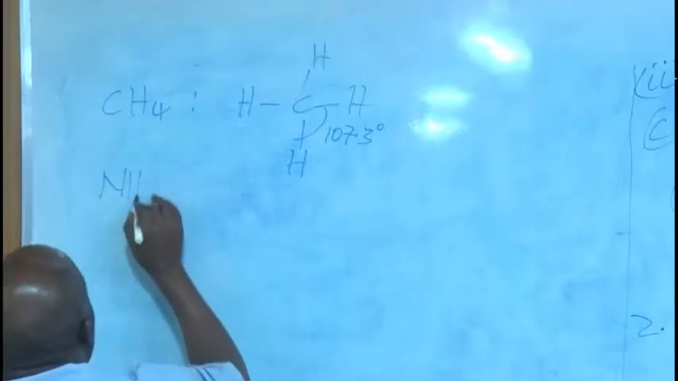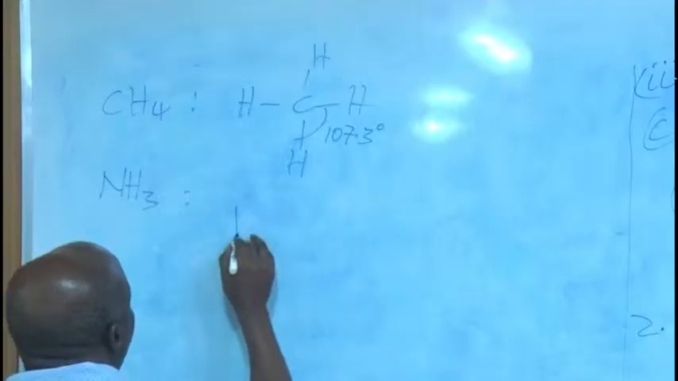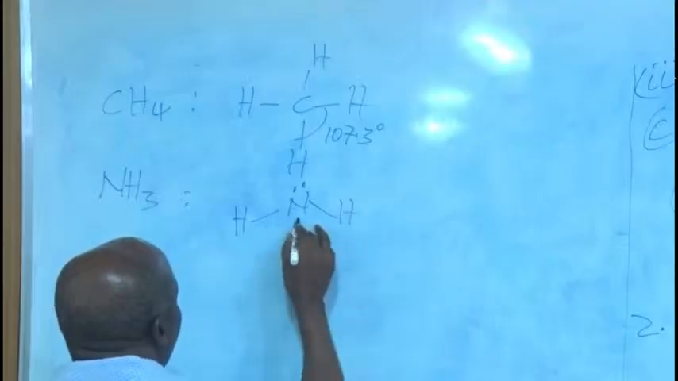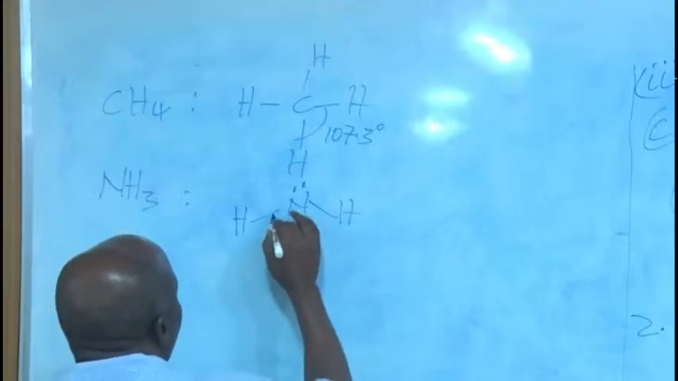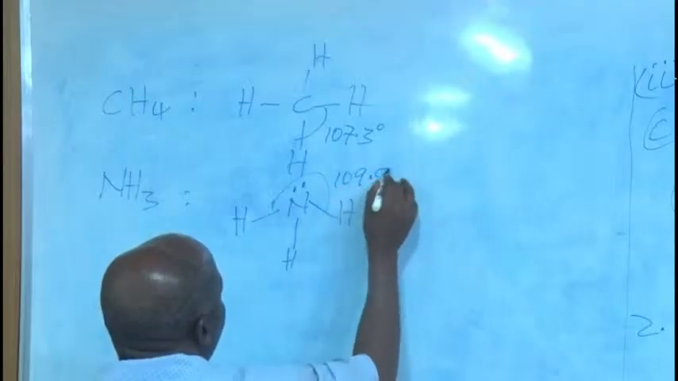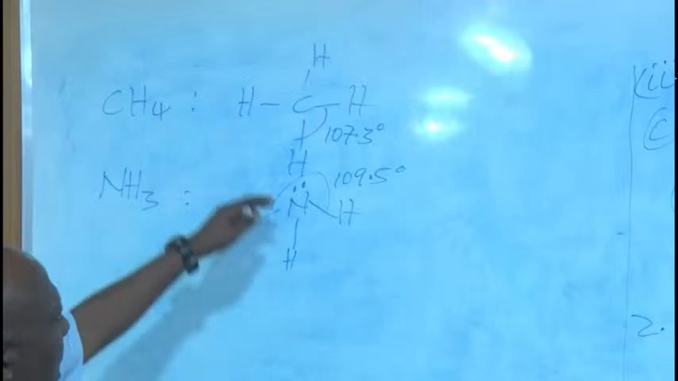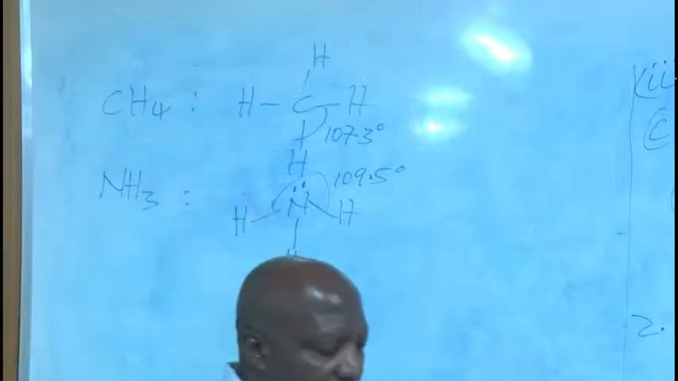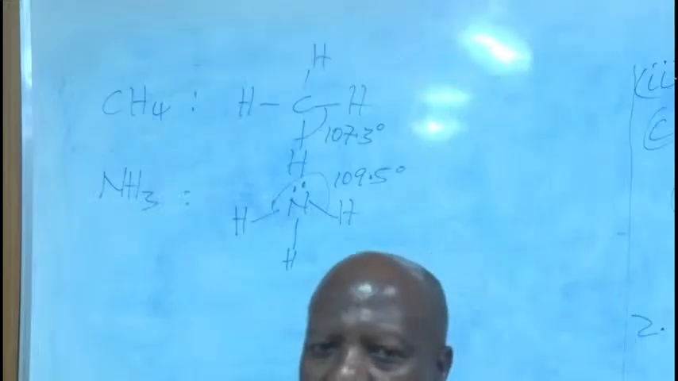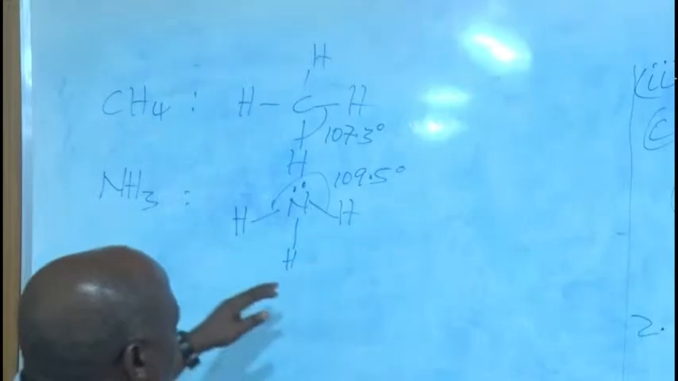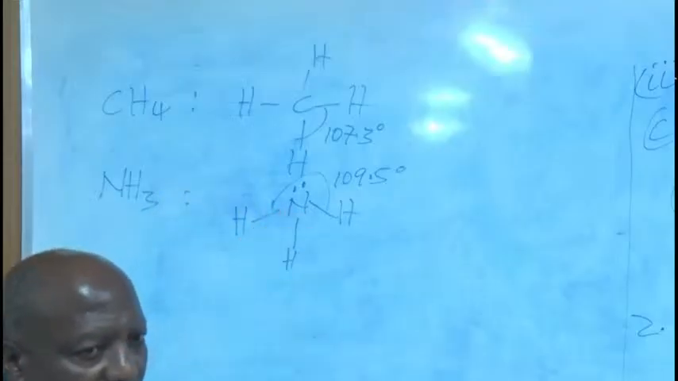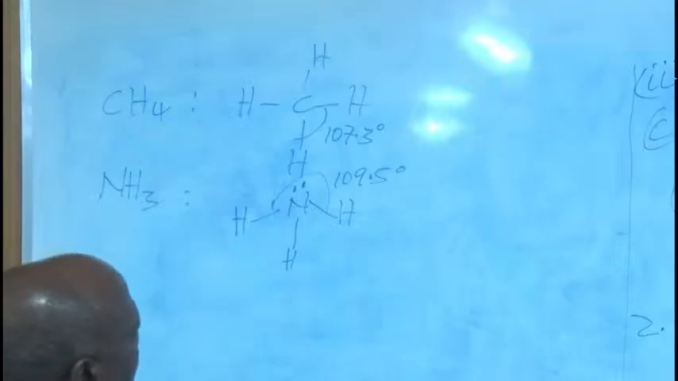While for ammonia, which is NH3, its structure is N with a lone pair of electrons and the H atoms, so this angle is about 107.3 degrees. Now, why do these two compounds, though their geometries are the same, both tetrahedral, still have differing angles? The reason is because here we have two types of repulsive forces.